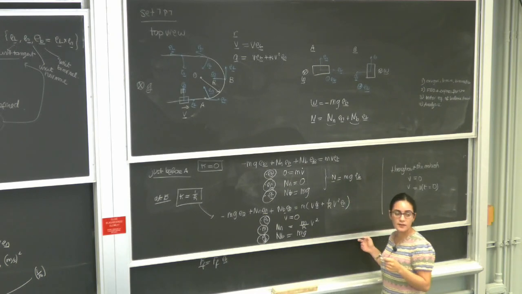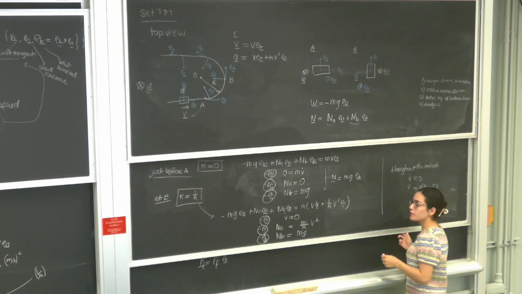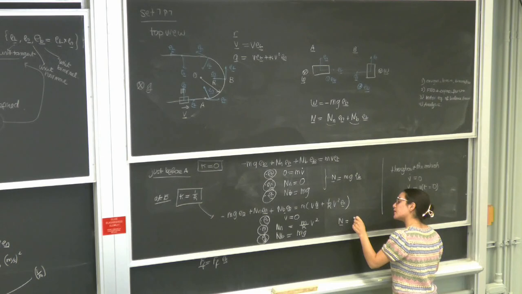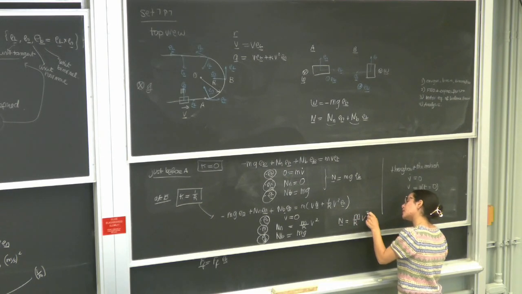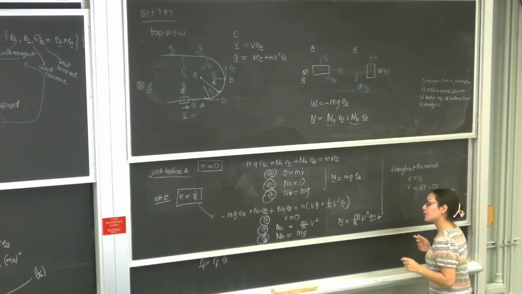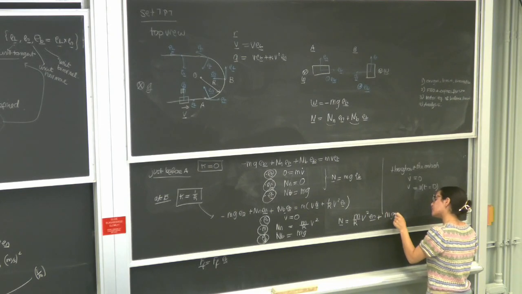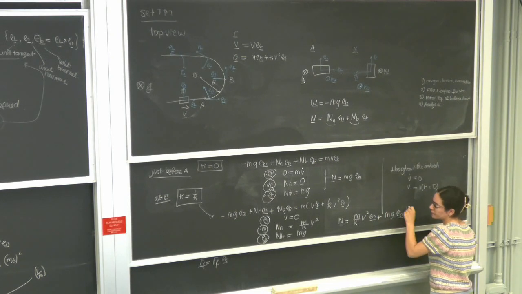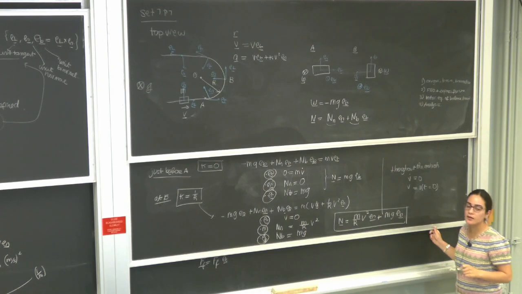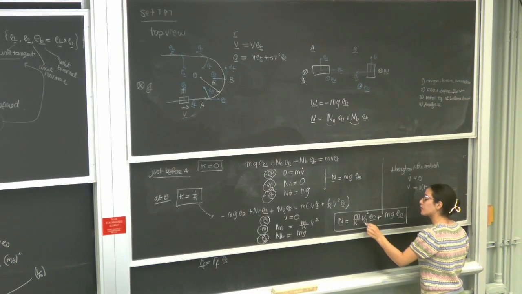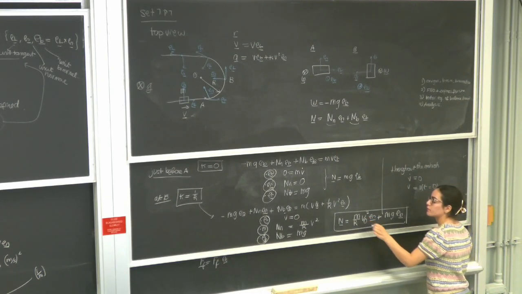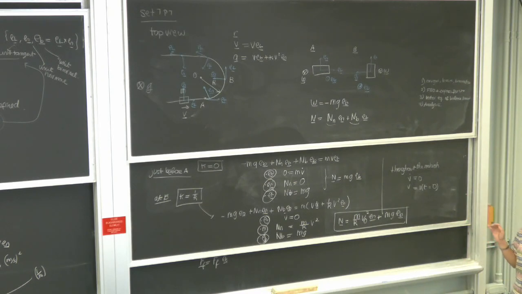Did I make any mistakes? So finally the normal force is m over r v squared e_n plus mg e_b. And I'm not done yet. v squared is just its initial value. So m, r, v0, mg, I know all of these. I can solve for the normal force. Sounds good? Questions?